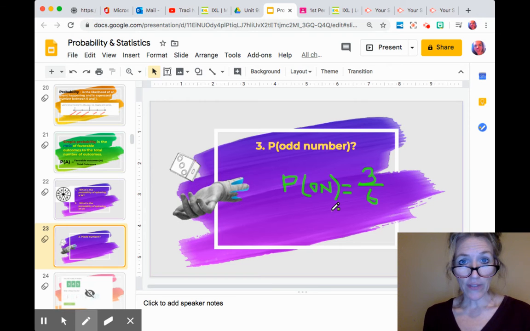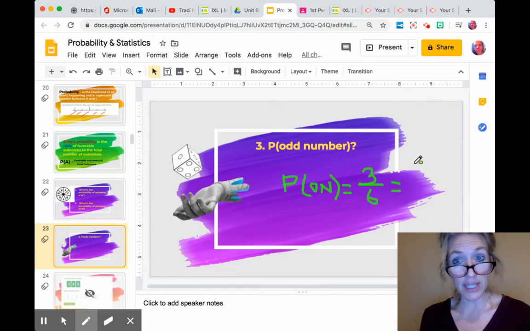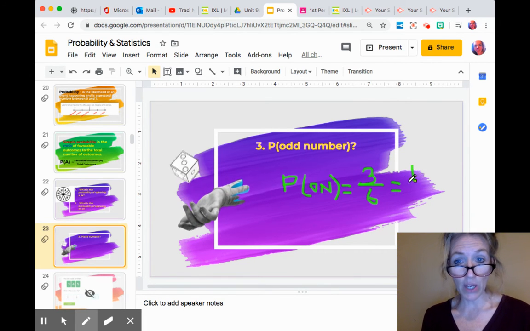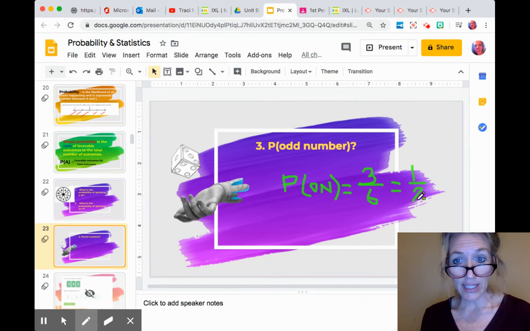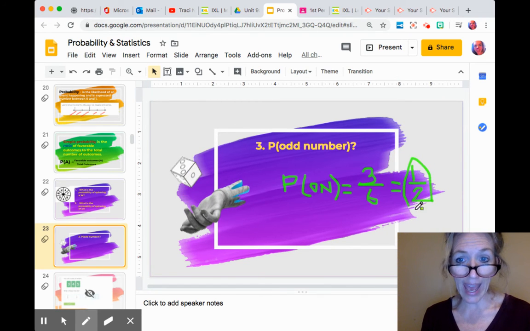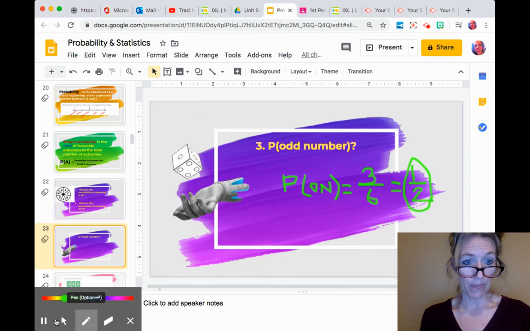Guys, in all of your examples today in IXL, you need to reduce your fractions. So even though 3/6 is correct, you're going to put all of your fractions in simplest form. And we know that we can divide the numerator and the denominator by 3 to equal 1/2. And 1/2 is what our probability is going to be for this example.